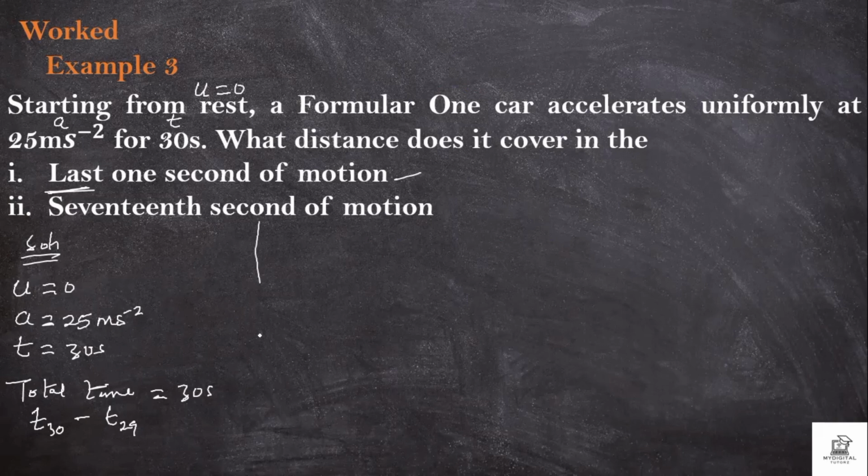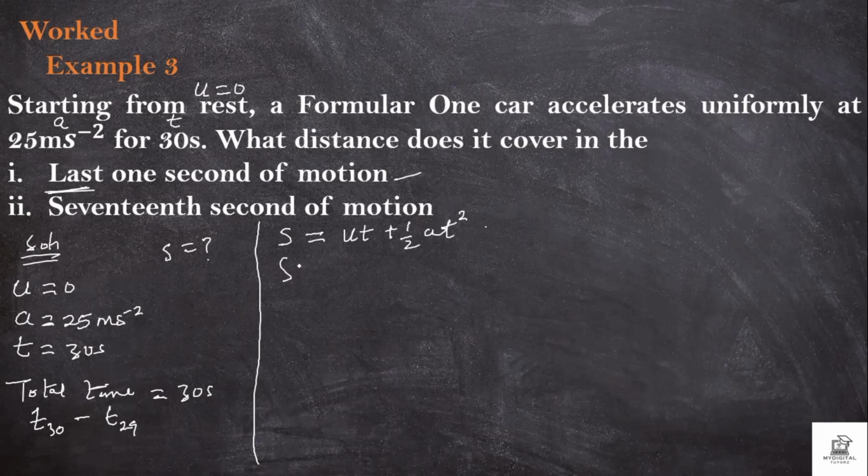So in that case, which of the three equations of motion is appropriate for this solution? You have u, you have a, you have t, and you're looking for distance, s. So that's what we're looking for. We can use s is equal to ut plus half at squared. As I said, the last 1 second of the motion is the time at 30 seconds minus time at 29 seconds. So we're looking for distance in the last 1 second.